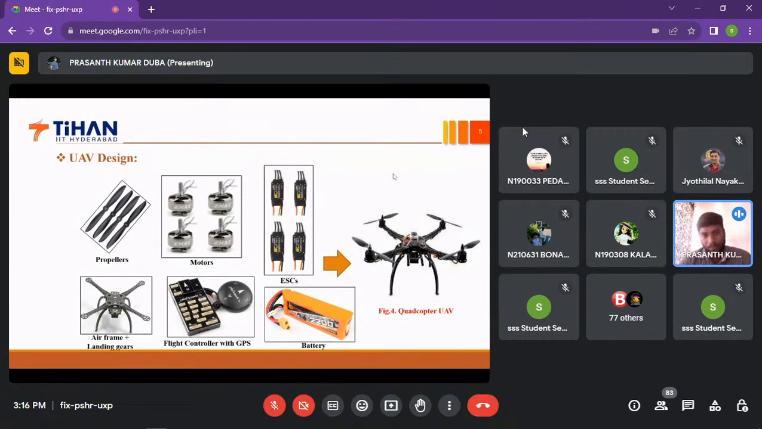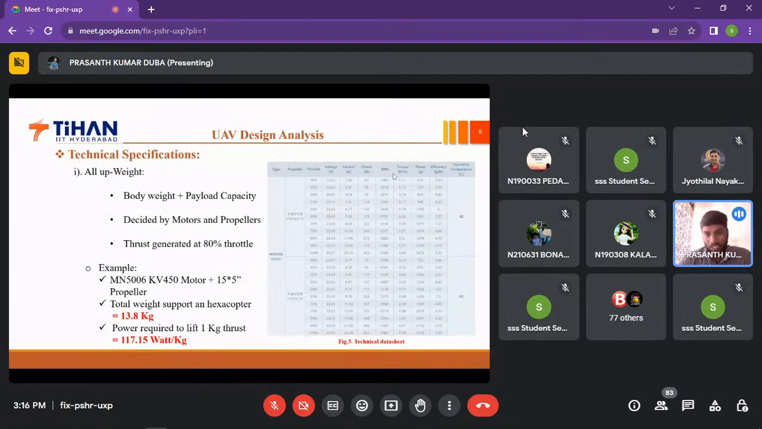So like this, with the basic components, we have to assemble the UAV. Once we have a UAV, how can we go for further technical specifications? As I mentioned, the payload and the endurance are all decided by choosing the proper motor and propellers. In figure 5, you can see the technical data sheet of a particular motor, the MN500T motor with a kV of 450. These are the throttle percentages, and at each throttle we can see how much thrust will be generated.